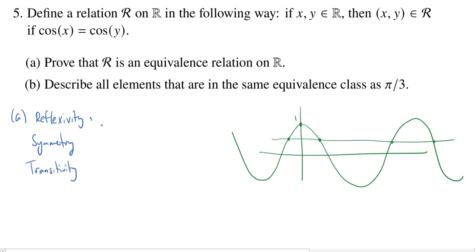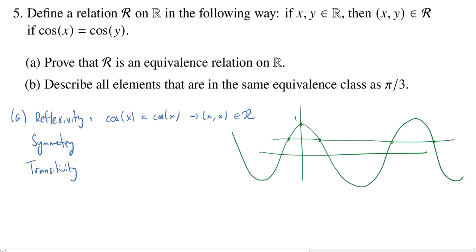For reflexivity, that is showing that each element in the real numbers is related to itself. What does that mean? That means that cosine of x would have to equal the cosine of x. Of course, that's true. So this implies that x comma x is in R.